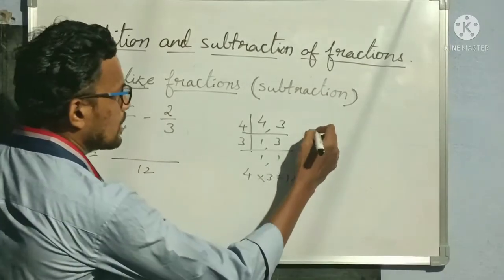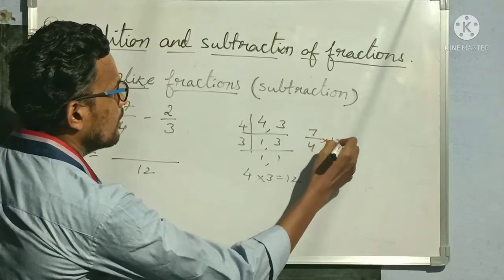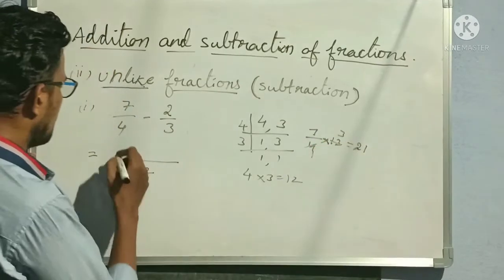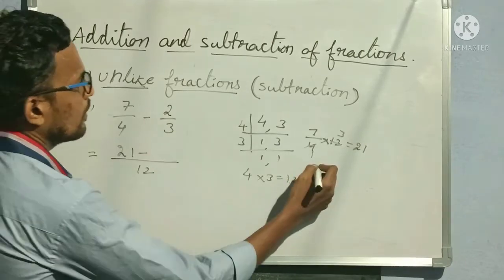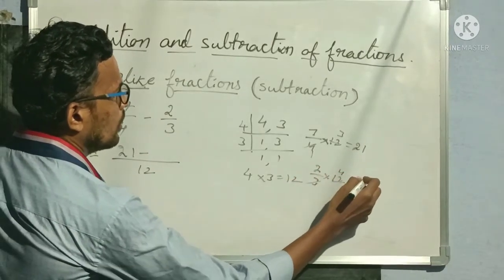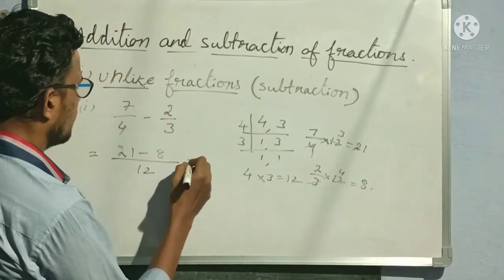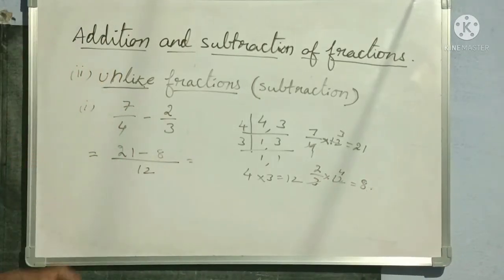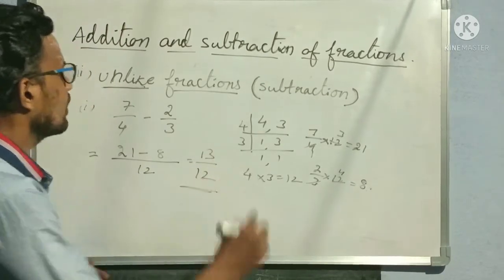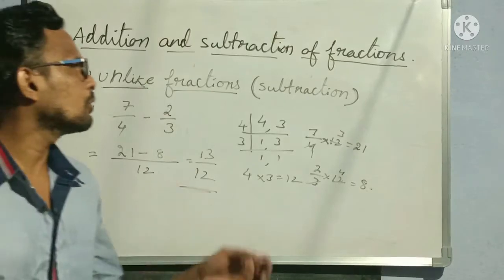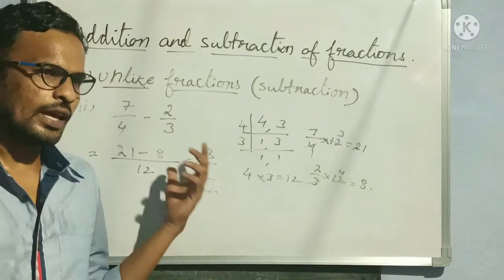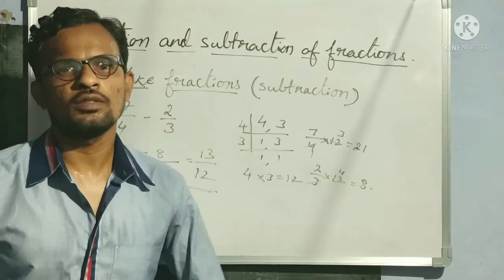Now the same procedure: every fraction you have to multiply with the LCM. 4 ones are 4, 4 threes are 12, so 7 into 3 is equal to 21, minus 2 by 3 into 12: 3 fours are 12, so 2 into 4 is equal to 8. So 21 minus 8 is 13. So 13 by 12 is the answer. This is how we have to do addition and subtraction of fractions, both like fractions and unlike fractions.